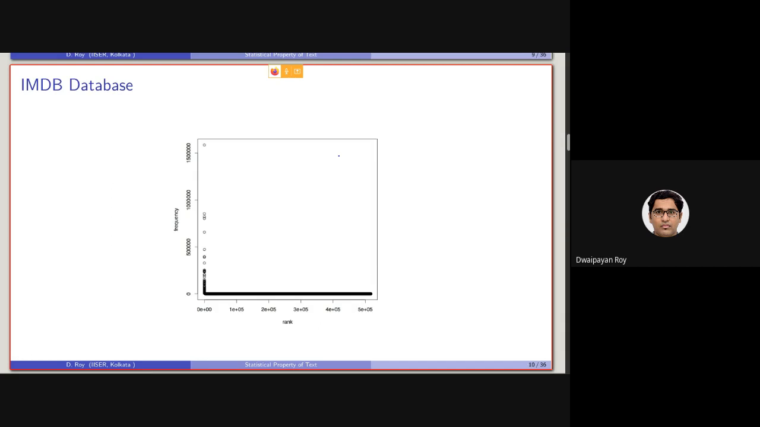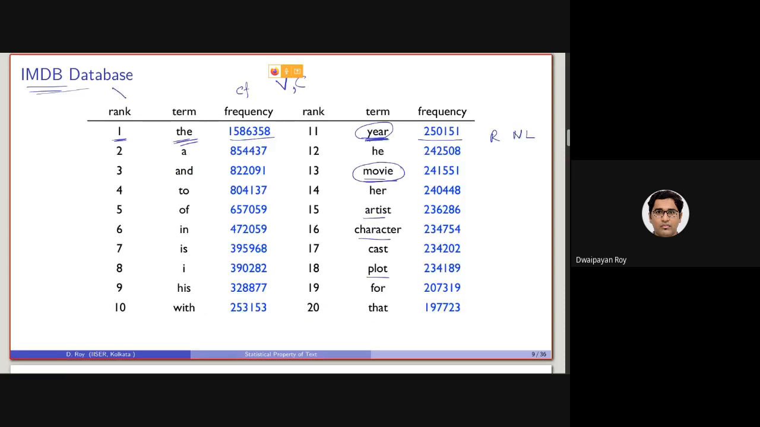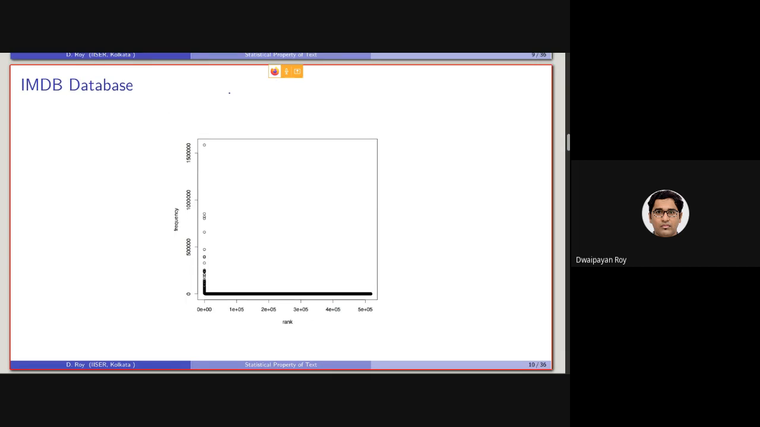Now, if we plot the terms, where in the x-axis we plot the rank and the frequency in the y-axis, we'll be observing something like this. Now, what is this? This is basically sorted by the rank. So rank one, as we have seen, the is having the highest frequency here. Then the second term, A, second highest frequent term, might be occurring here. Then the third term, then the fourth term.